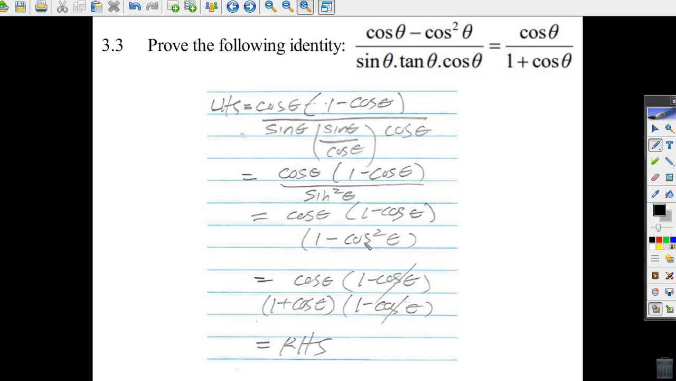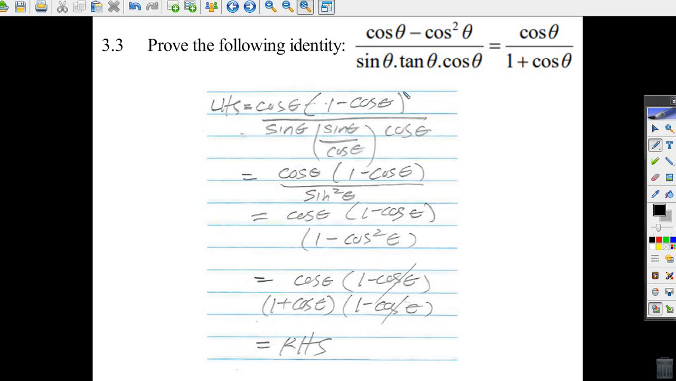Well, 1 minus cos squared, if you know what 1 minus b squared is, it's 1 minus b times 1 plus b. And that's really great, because now the 1 minus cos theta will cancel, and wow, we're left with our right-hand side now. Cos theta over 1 plus cos theta.